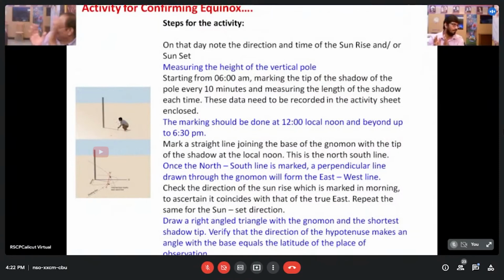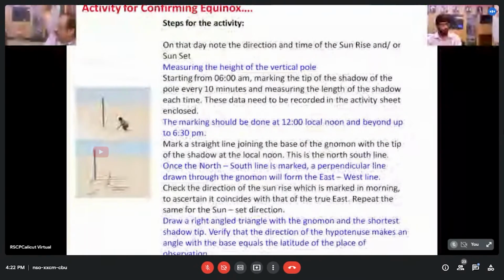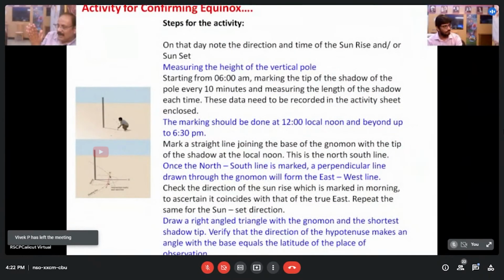So we are fixing the direction when the sun is coming up, and you write the time in brackets. You just put a line along that direction and write down what time it is rising. And then you start. You already know the vertical height of the pole, the gnomon. Then every 10 minutes from that time, this activity is a bit involved, so it is advisable not to do it single-handedly because you will get tired. A group of 4 or 5 or 6 will be good enough, and all of you can share.